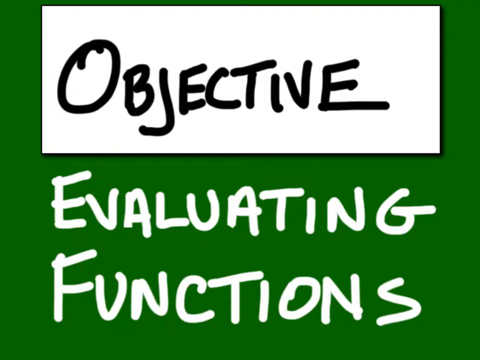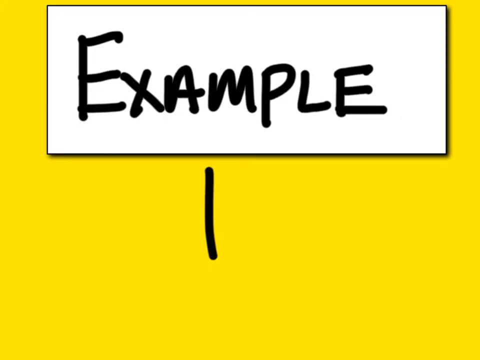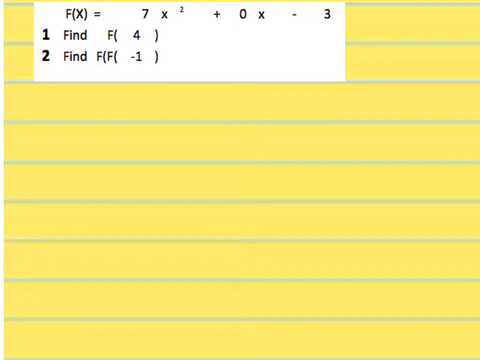The objective today is to evaluate functions. The function f of x equals 7x squared plus 0x minus 3. You have two different evaluations to do. Number one is f of 4. So we start with f of 4. That means that you're plugging 4 into x in the function that you see at the top.